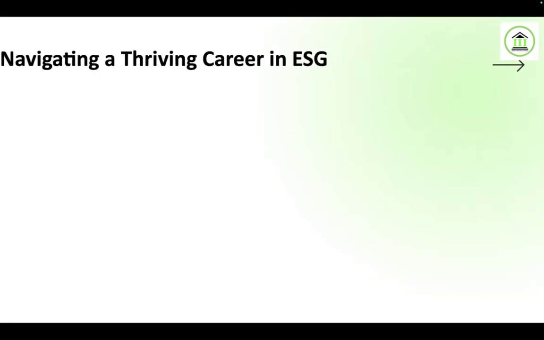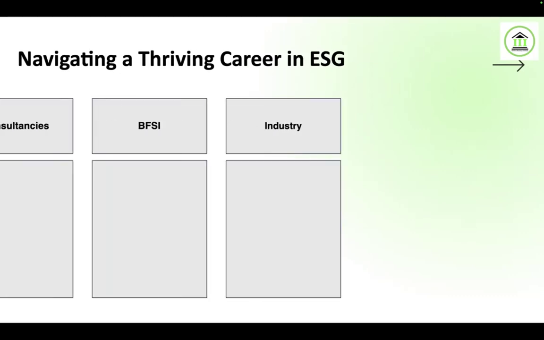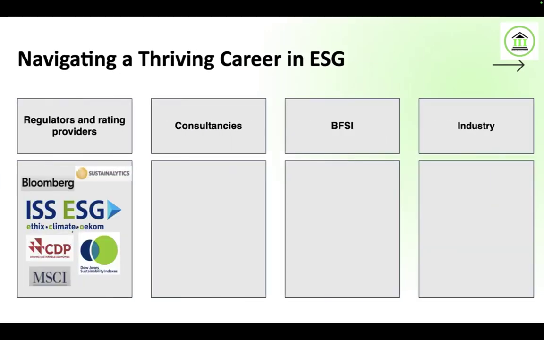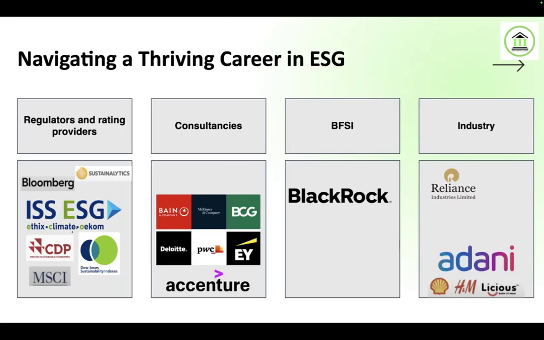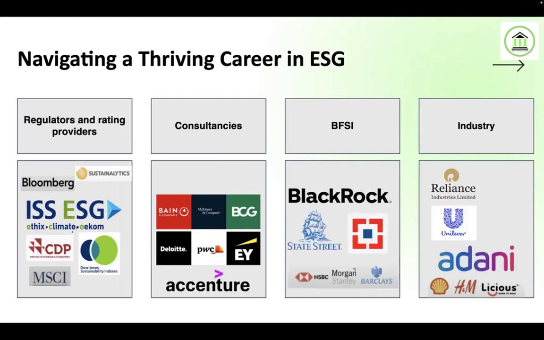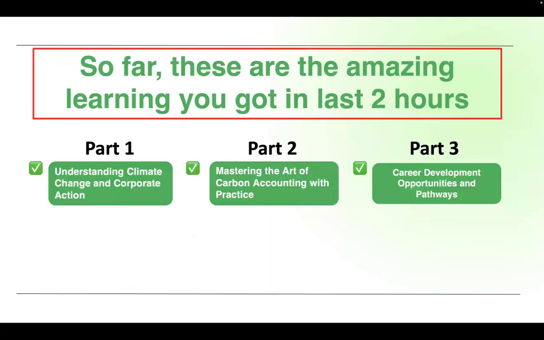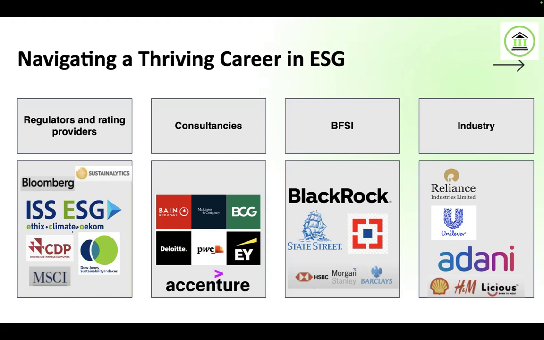Where are these jobs coming from? They are coming from regulators, consultancies, the BFSI industry, as well as industry itself. Reliance, Unilever, Adani, every company requires them, because they have created a department where they need carbon accountants, ESG reporting people, sustainability finance people. Rating agencies like Vigeo, ISS, Sustainalytics, CDP require such people. And how to learn that is what we are going to discuss.